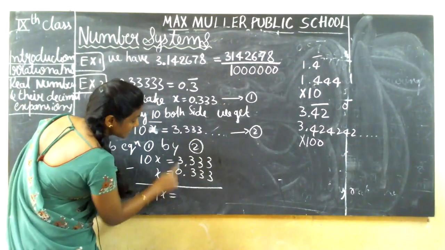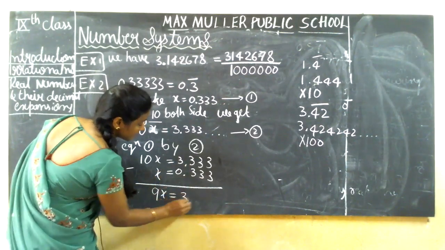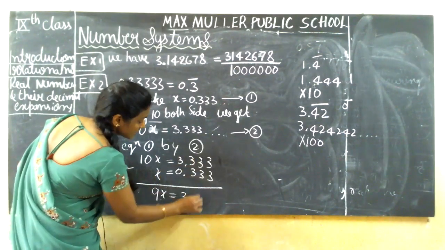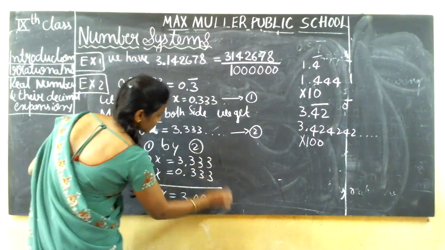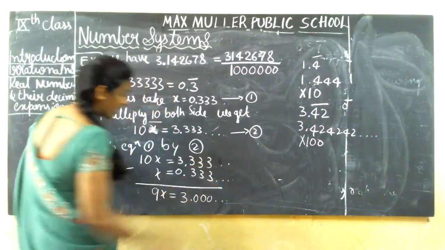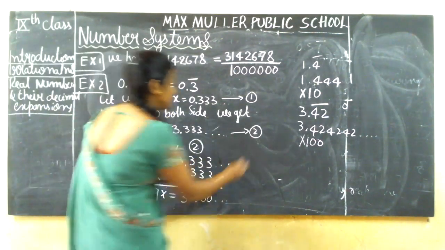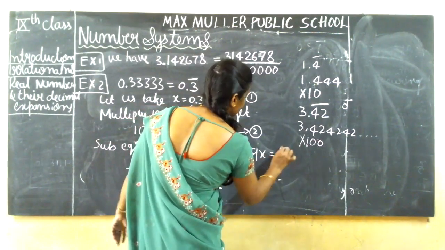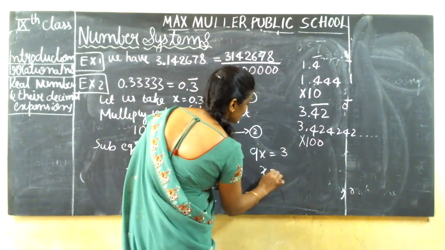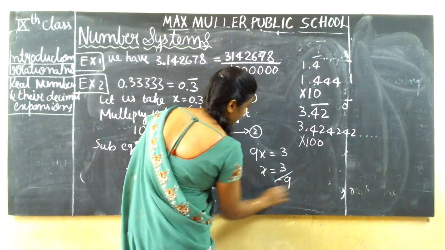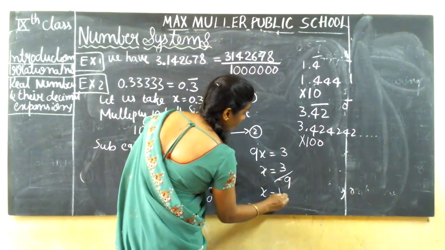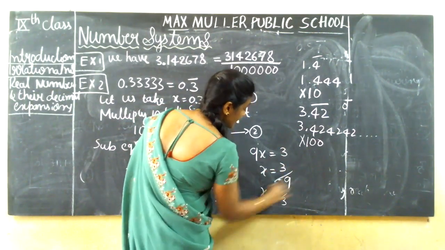What will be the answer here? 3 minus 0 is 3. Here 0, 0, 0, 0 and so on. So what do we get here? 9x is equal to 3. So x is equal to what here? 3 by 9, so x is equal to 1 by 3.